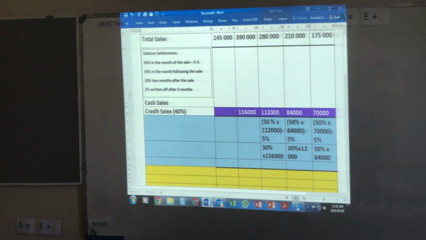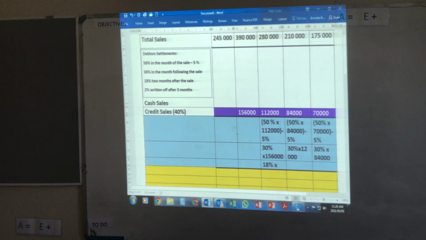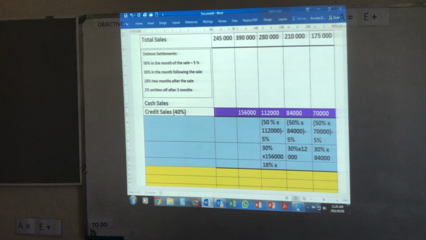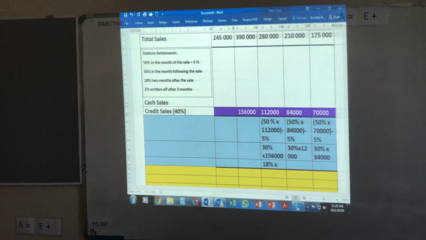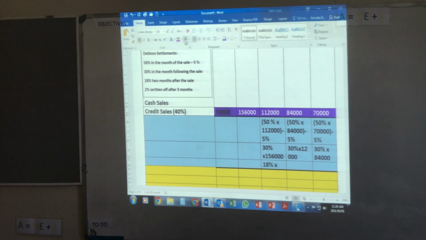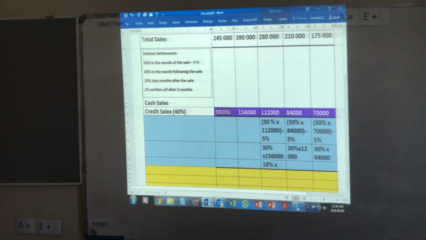Okay? And then we've got the last one that says 18% 2 months after the sale. So here I'm going to have 18% of 24. Yes, well done. I first have to work this one out, correct? First have to work out the 245,000. And what's that answer? Yes, 98,000. I first have to do that. And obviously you can do it in advance. I just want you to see that that's where I go.